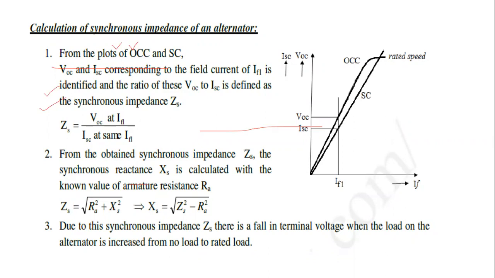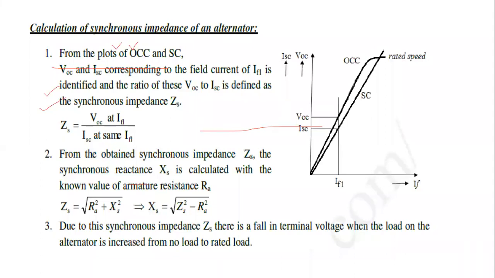When we connect the circuit and leave it open circuited, the excitation is increased until the voltmeter reaches 125% of the rated voltage, and then we note down the readings of the ammeter and the voltmeter. Then we draw the OCC curve. After that, we conduct the SC test.